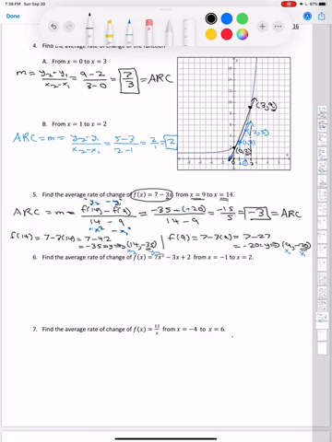Well, let's change it up a little bit. Let's go to a quadratic function. In our next example, let's find the average rate of change of the given function, f of x equal to 7x squared minus 3x plus 2 from x equal to negative 1 to x equal 2. So as we calculate the average rate of change, we go to finding our y values, y2 minus y1 over x2 minus x1.